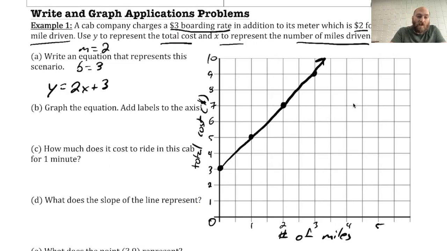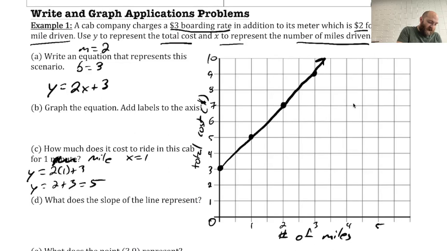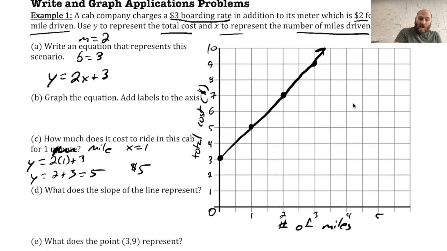How much does it cost to ride in the cab for 1 mile? If I look at the graph, I can find that, but I can also just do this. Remember, 1 mile is x equals 1. So I can do y equals 2 times 1 plus 3. So y equals 2 plus 3 gives me 5. So it costs $5.